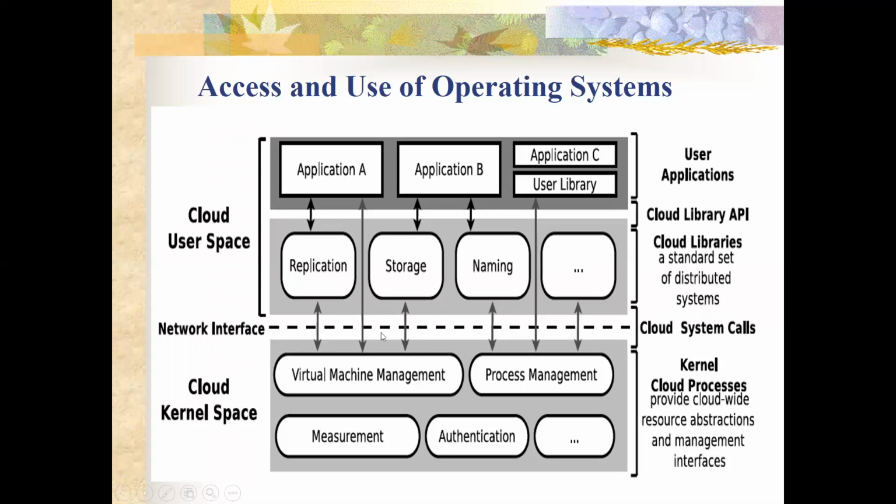In the kernel space, really, it is how they manipulate and support operating system functions. They call it kernel cloud process. It provides the cloud-wide resource abstraction and management interfaces. There are a few of these. First, virtual machine management, right? You create the virtual machine, send it to the user. When they finish, you deallocate it. You have process management, you have measurement, you have authentication, you can have a lot, etc. They sit in the cloud kernel space.